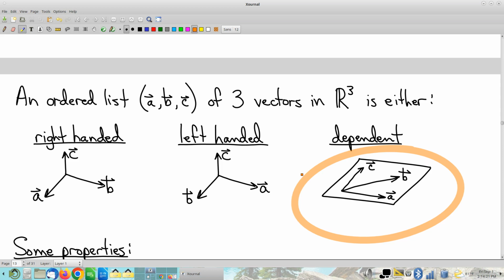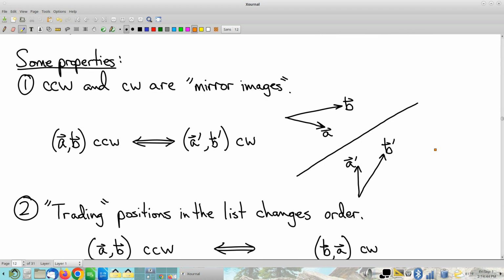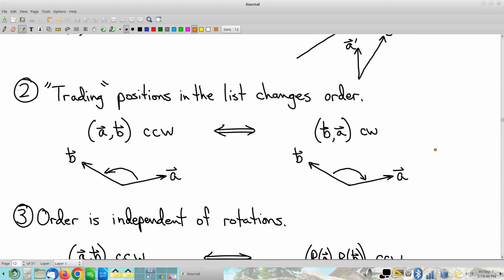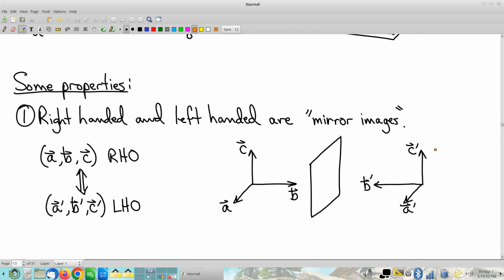All right, so I claim, not obvious, but I claim that this right-handed versus left-handed geometric description of a list is totally analogous to clockwise and counterclockwise. After all, what was it that really characterized clockwise and counterclockwise as being natural? Well, they're mirror images of each other. You trade any two vectors and that changes the listing order, and it's independent of rotations. And I claim that all of that applies to right-handed and left-handed. Right-handed and left-handed are always mirror images of each other, right?